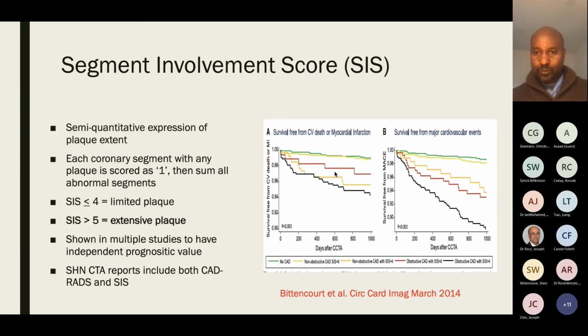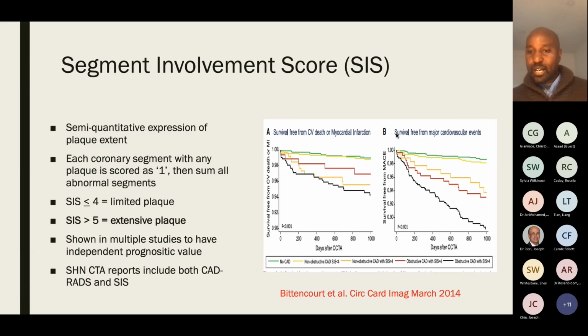In orange is people who've got non-obstructive disease with a segment involvement score of greater than 4. So this is people who've got strictly mild disease, but it's extensive. And you can see that their event-free survival was less.